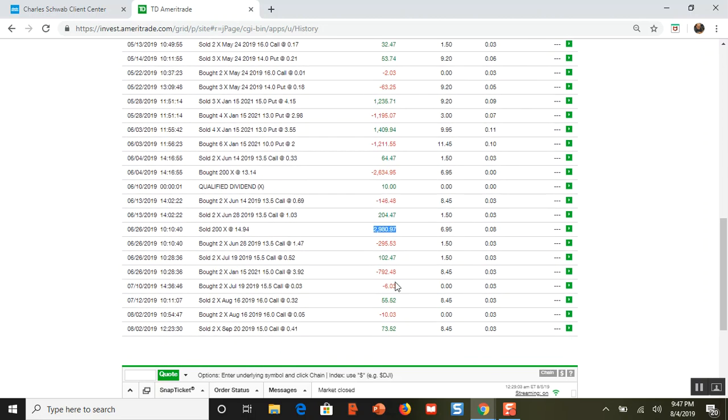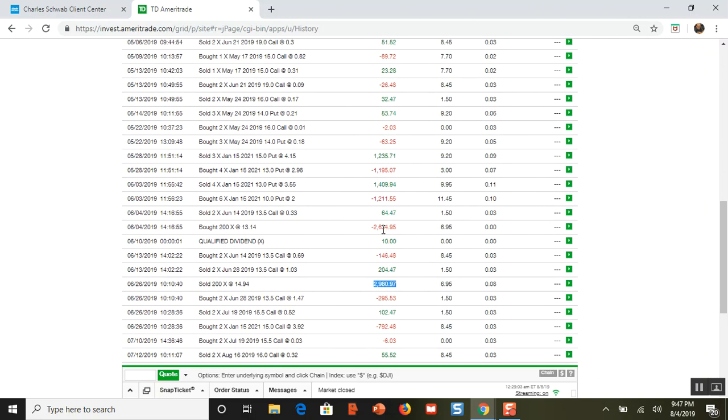Okay, now I chose, and I did this. You don't have to do this, but I felt so inclined to continue my option collar, and I bought the 6 puts, $10 strike price at $2 a contract. So including commission, I spent $1,211.55.